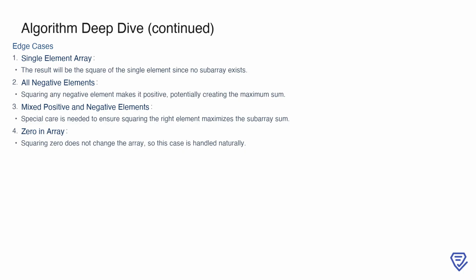With a mix of positive and negative elements, careful selection of which element to square becomes crucial to maximize the subarray sum. If the array contains 0, squaring it will have no effect, so it does not interfere with the computation. By addressing these cases, we ensure the algorithm handles a wide range of inputs effectively and robustly.